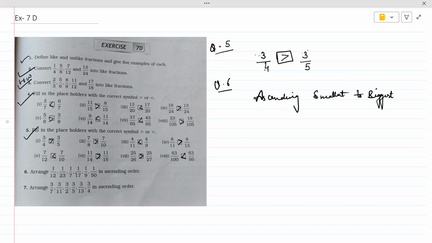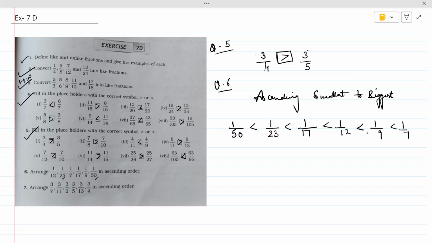So let's do this. I'm picking straight away from here. Since I have to write the smallest number, I have to pick the fraction which has the greatest denominator, which is 50 here. So 1 by 50 is the smallest. Next, after that, we have 1 by 23. After 1 by 23, this is done, we have 1 by 17. Then we have 1 by 12. And then we have 1 by 9. The last one we have 1 by 7.